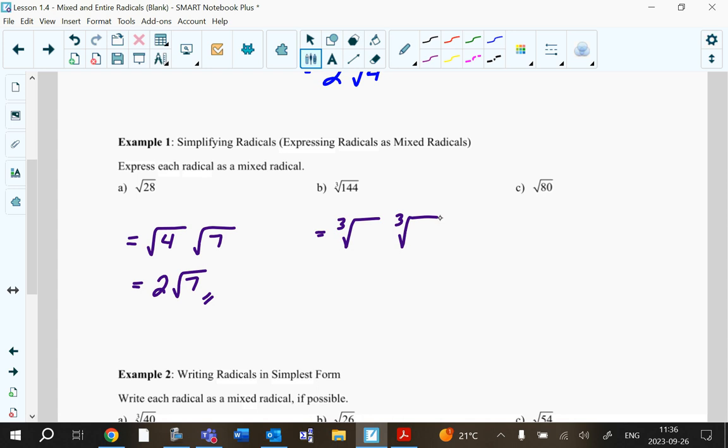Yes, it does. Cube root of 8 times the cube root of what? 16? Come on, you guys. Be confident. This simplifies to 2. This you can't simplify, so you leave it. 2 cube root 18.